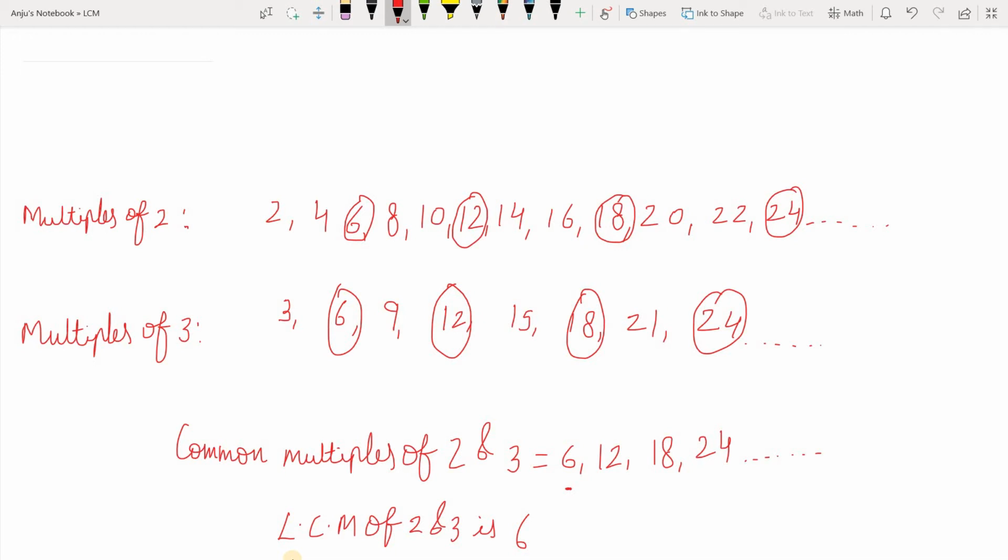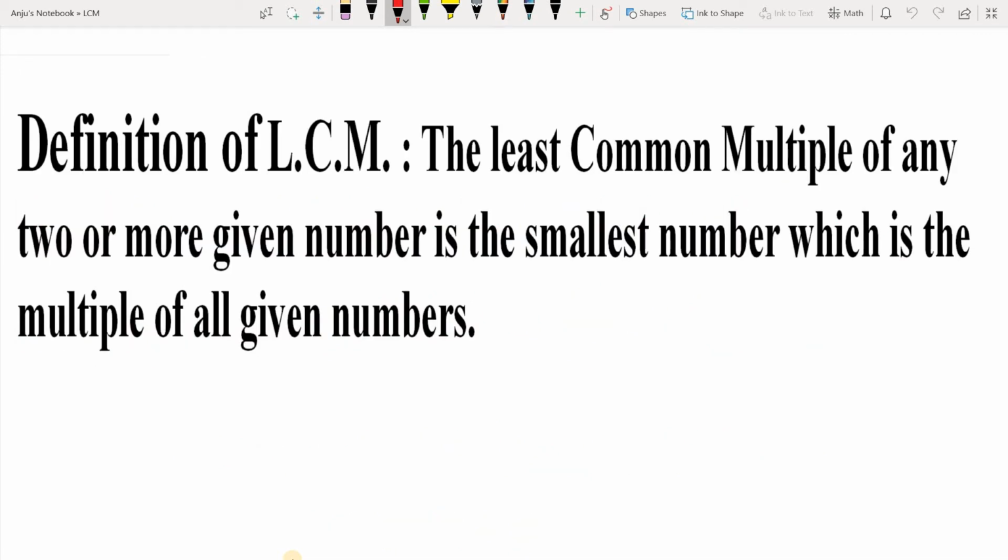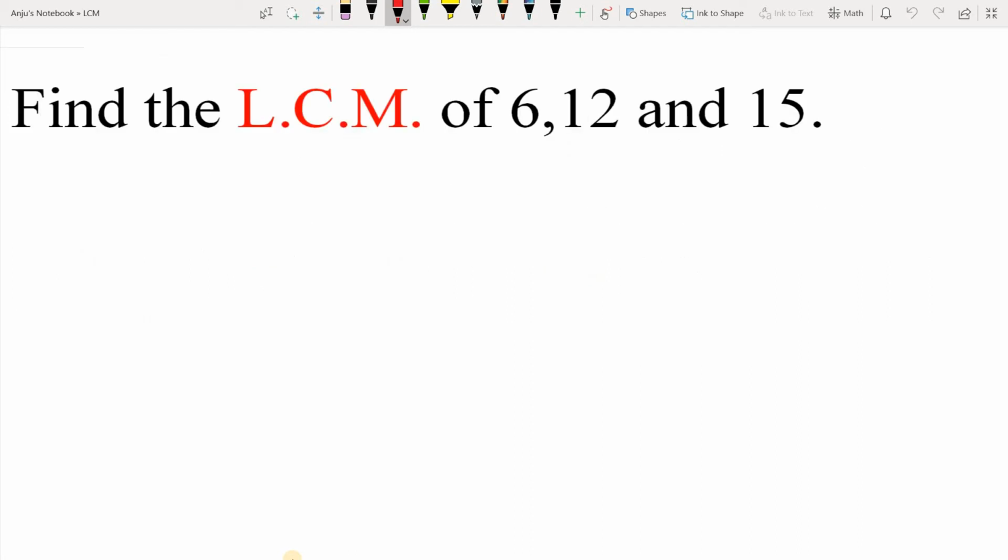So what is LCM? So students, we can say the least common multiple of any 2 or more given numbers is the smallest number which is a multiple of all given numbers. So let us understand it with the help of one more example. Find the LCM of 6, 12 and 15.